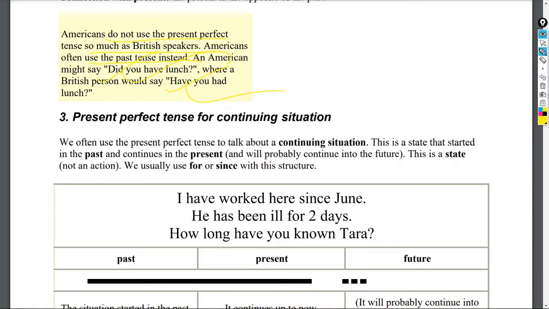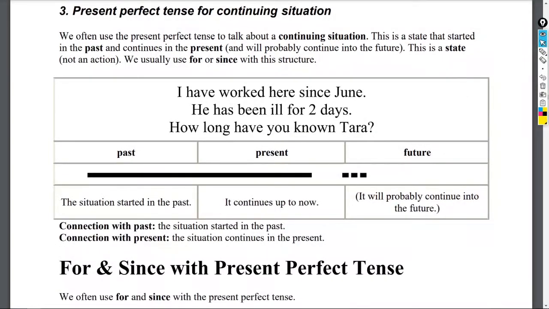Now let us come to the present perfect tense for continuing situations. For continuing situations, this is important for the application. We often use the present perfect tense to talk about a continuing situation. This is a state that started in the past, continued into the present, and will probably continue into the future. This is a state, not an action. We usually use for and since with this structure.